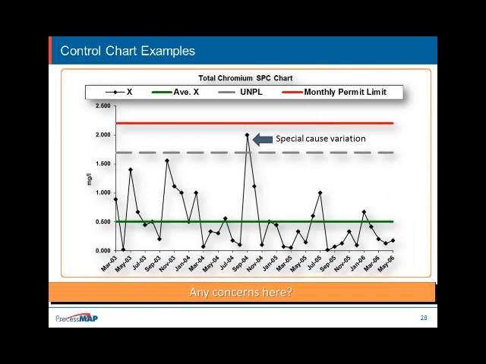And kind of the same thing here. This is taking a look at chromium. We see the green line, we see the lines, and now for the first time we see a point that's above the upper control limit. And again, that's a special cause variation. Something caused that to happen.